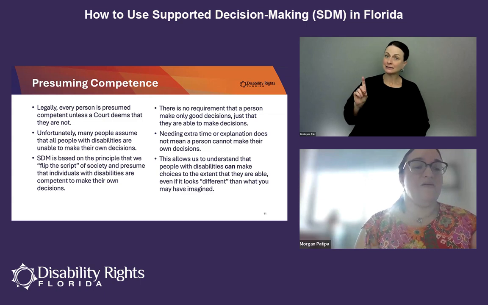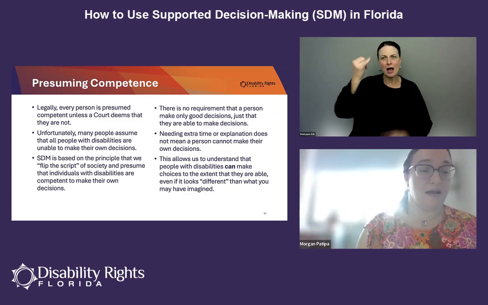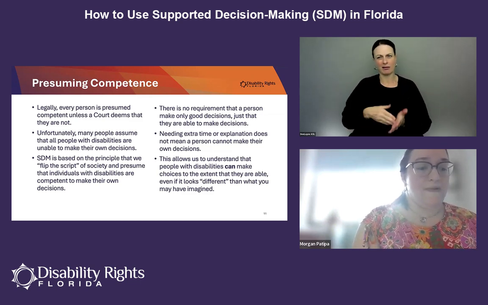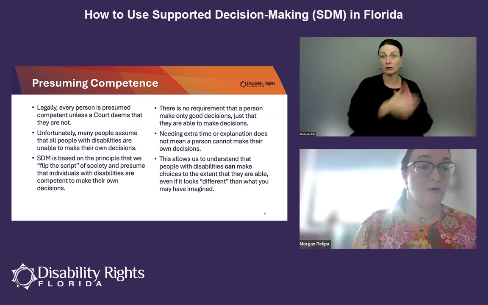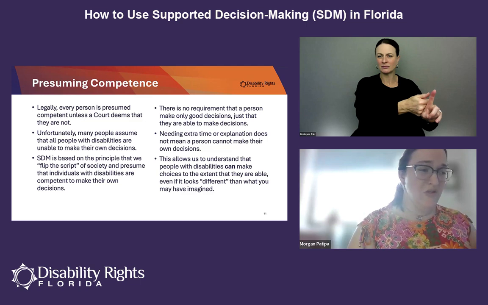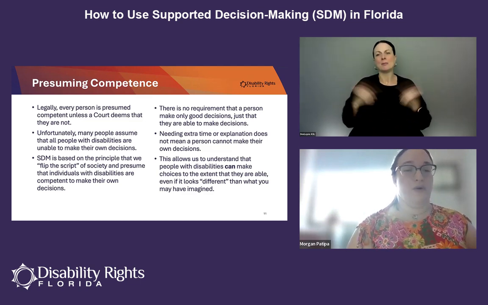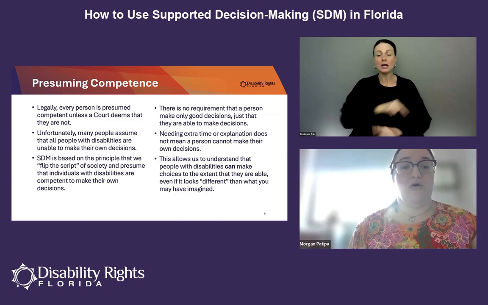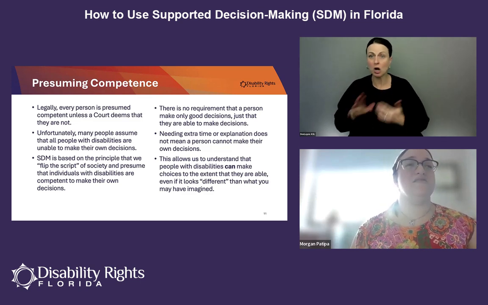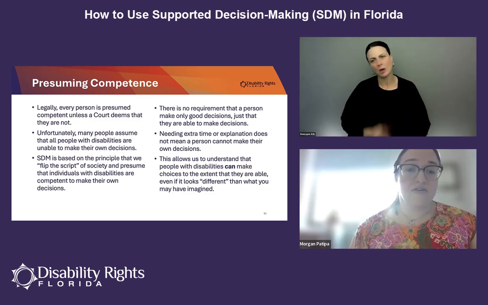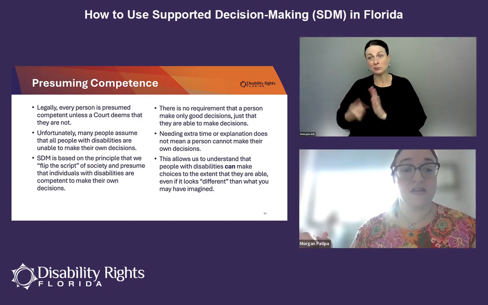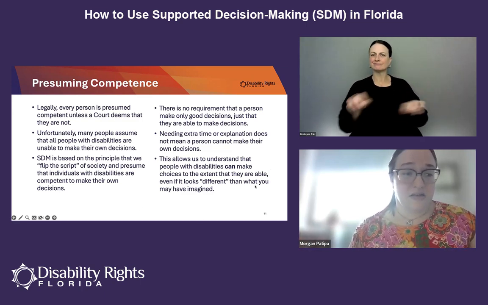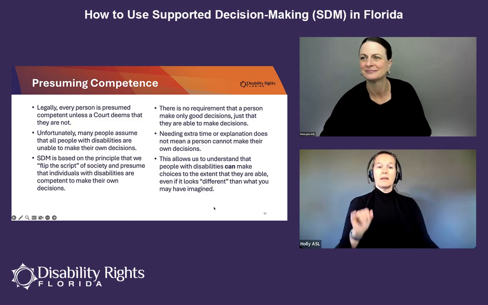SDM, however, is based on the principle that we flip the script of society, right? That bias that I was just talking about, and presume that individuals with disabilities are competent to make their own decisions. So it's really sort of flipping the script and trending the other way, if you will. So there's no requirement that a person make only good decisions, right? We all make decisions and sometimes they're good, sometimes they're not, right? There's no requirement that a person make only good decisions, just that they're able to make decisions, period, right? So as long as you can make a decision, that's all you need, right?